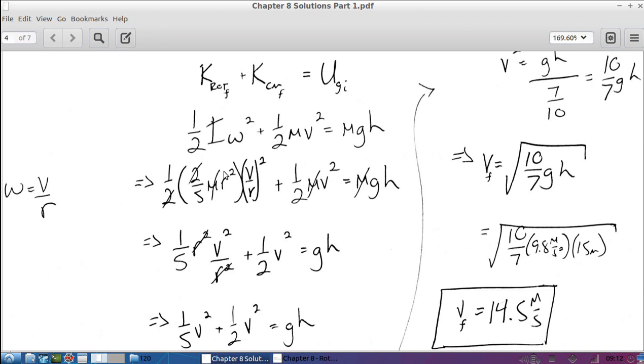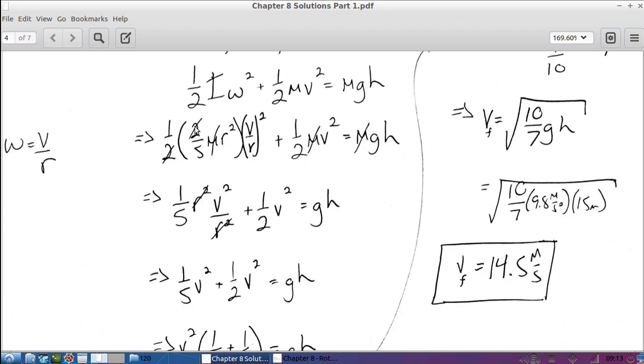So I'm substituting 2/5 mr squared in for the rotational inertia of the sphere, but I'm substituting this v over r, because that relation still holds for a solid object. V over r I'm going to substitute in for the angular velocity. Okay. Now right here, don't forget v is being squared and r is being squared. This is a fraction, right? So I'm going to distribute that exponent to the numerator and the denominator.